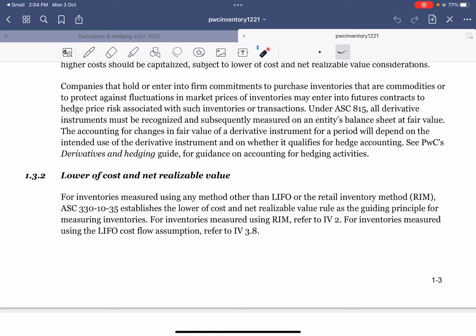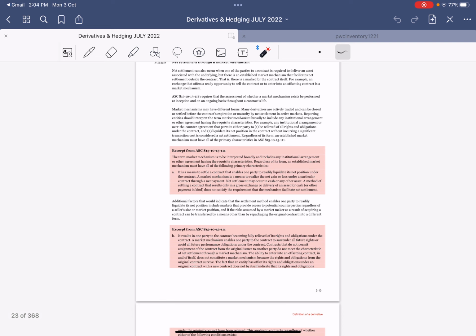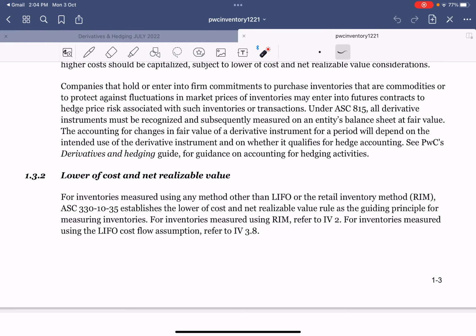financial instruments. All derivative instruments must be recognized and subsequently measured on an entity's balance sheet at fair value. The accounting for changes in the fair value of a derivative instrument for a period will depend on the intended use of the derivative instrument and whether it qualifies for hedge accounting. See the derivative and hedging guide. I think it's this. No issue. And guidance on issuance accounting for hedging.